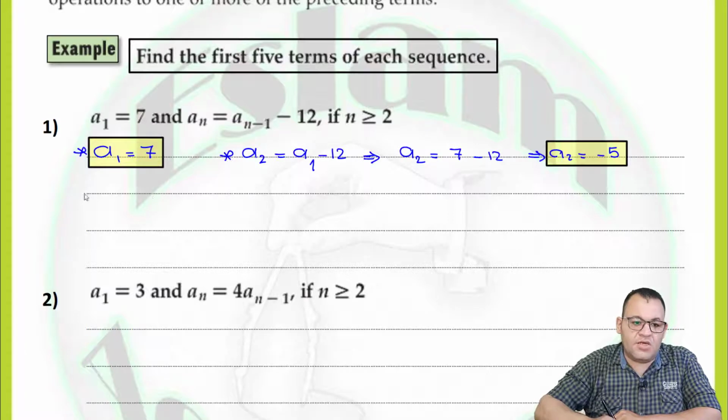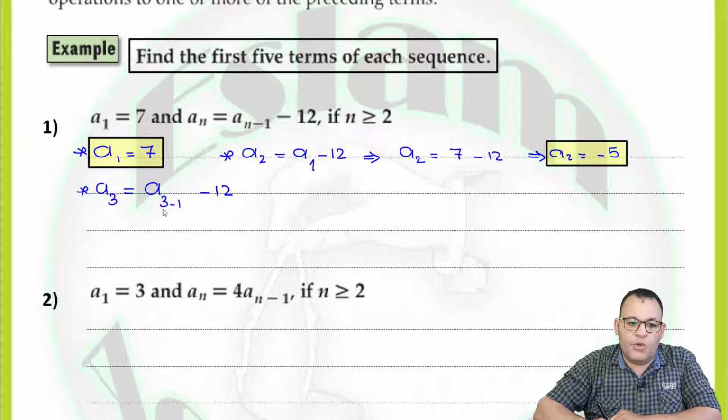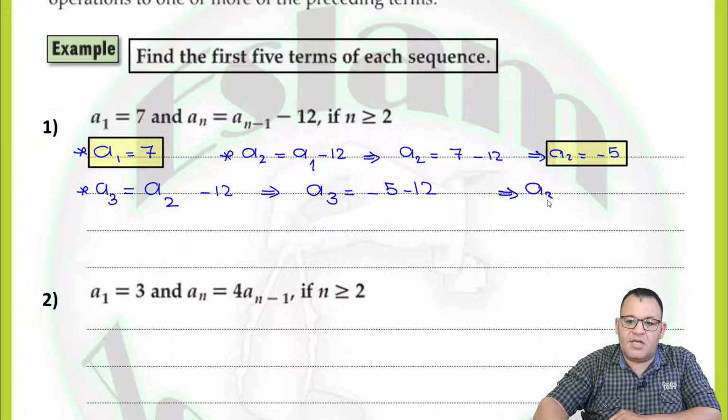Now we need to find the third term, which is a3. a3 is equal to a3 minus 1 minus 12. We know that 3 minus 1 equals 2, so it will be a2 minus 12. Now by substitution, a3 is equal to a2, which is negative 5, minus 12. Then we can say that a3 is equal to negative 17.